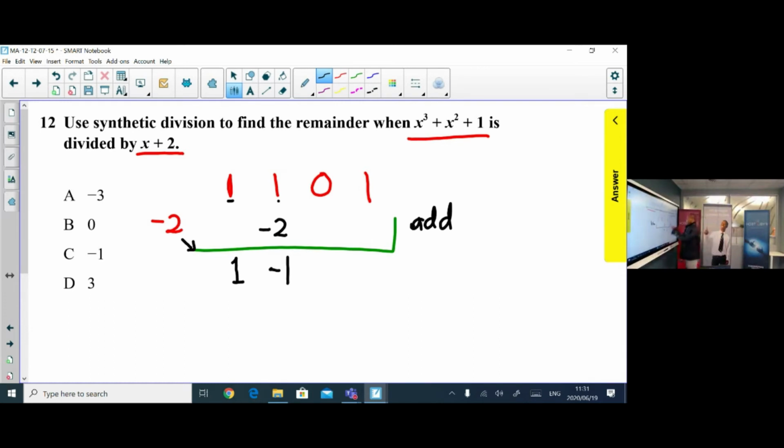And then you multiply the -2 with this -1 again, and then you get +2. You add the 2, you get 2. And then you multiply -2 with that 2 again, you get -4. And again, you add these two, you get -3. So the answer you're looking for is that. So that is your remainder.